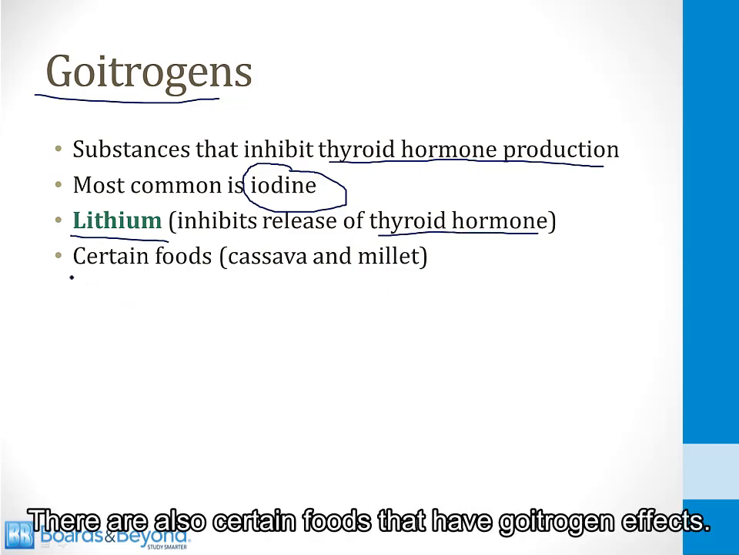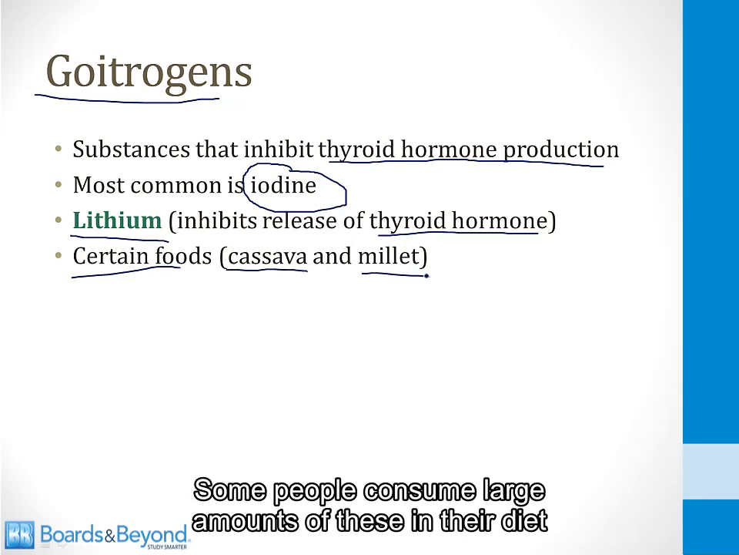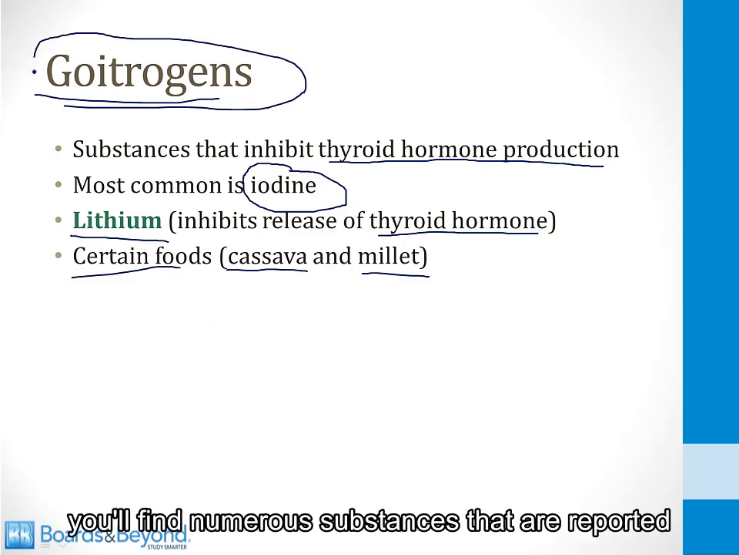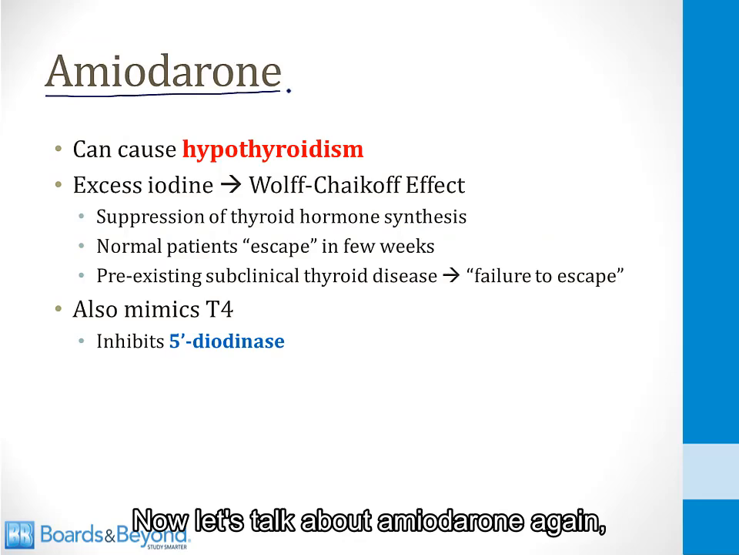There are also certain foods that have goitrogen effects. Cassava is a plant, millet is a type of grass. Some people consume large amounts of these in their diet and they can potentially develop hypothyroidism. If you Google the term goitrogen, you will find numerous substances that are reported to have an impact on the thyroid. Now let's talk about amiodarone again.